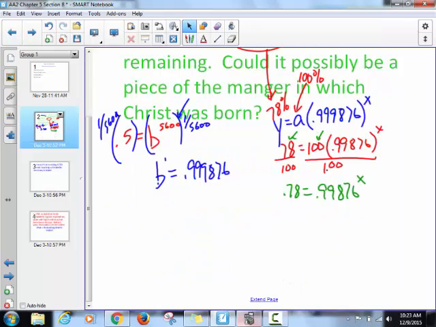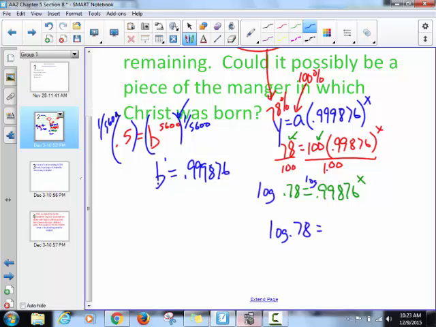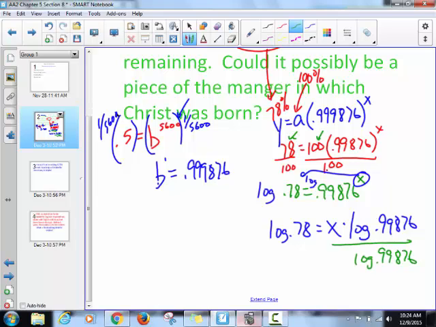And now, how do we solve these guys with our logarithms? Well, to get a variable out of the exponent, we have to take the log of both sides. So I have the log of 0.78. And when I take the log of the right side, what happens? Yep, the exponent gets to come out front. So x times log of 0.999876. And to get the x by itself, we need to divide by that log of 0.999876. So really it's log 0.78 base 0.999876, however you like to type these in.